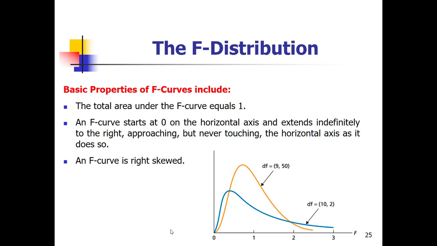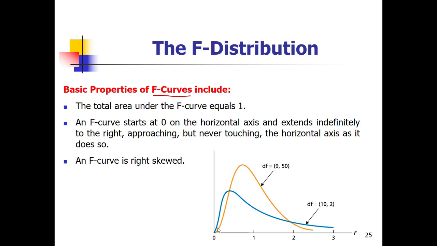Okay, the properties of the F distribution or F curve. We have many F curves, and each of them we show with their corresponding degrees of freedom. So for example, this is the F curve that has first degree of freedom 9, second degree of freedom 50. This is a curve that has first degree of freedom 10, second degree of freedom 2. So we have different types of F distribution or F table. The properties are again similar to the chi curve.